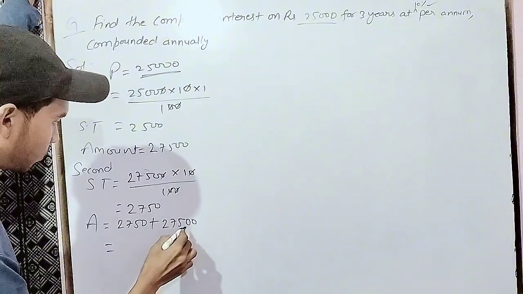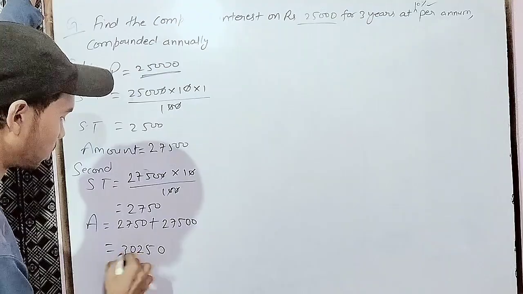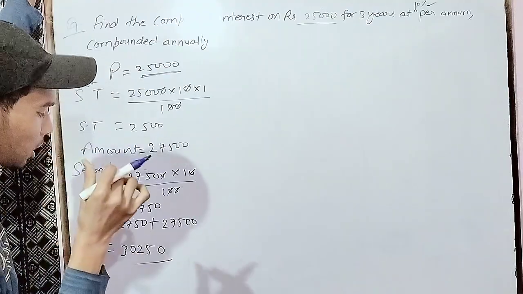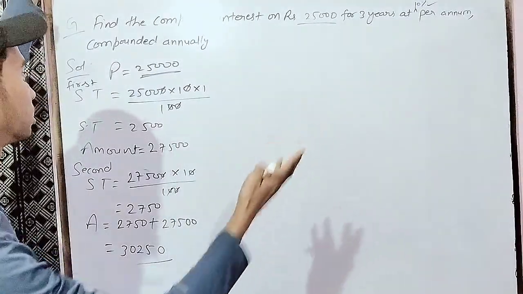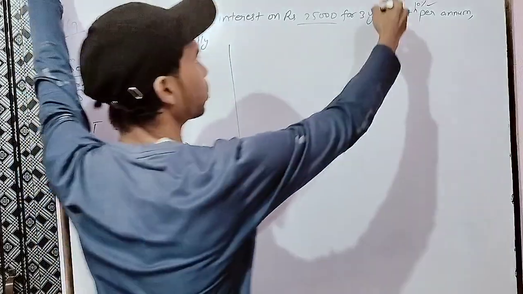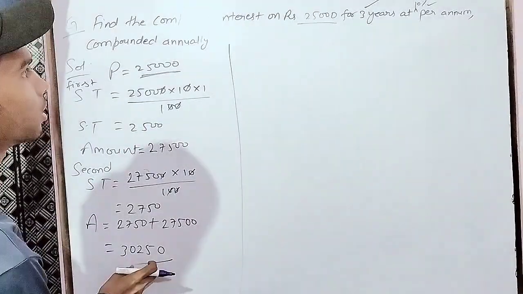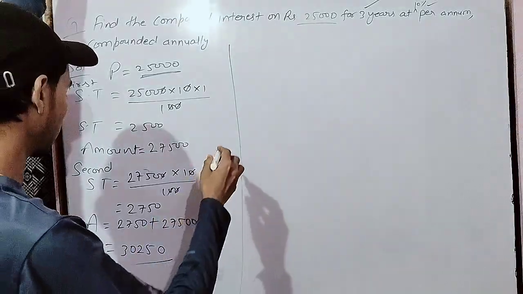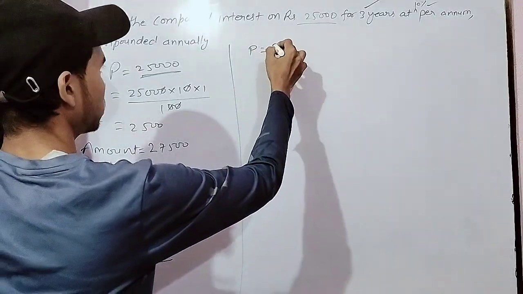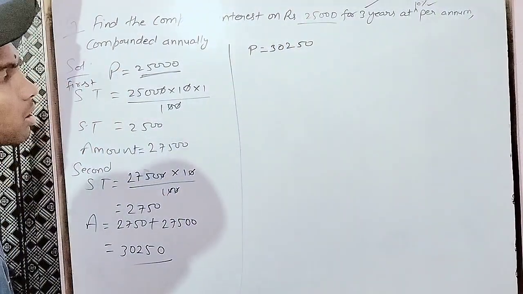Okay. 30,250. This is what? The second amount, the principal for the third year, for the next year. And we have to find it till the end of 3 years. Okay. For the next time, this would be called what? This would be called the principal for the next year. Principal is how much? 30,250.